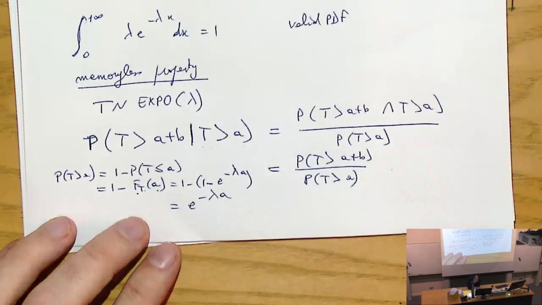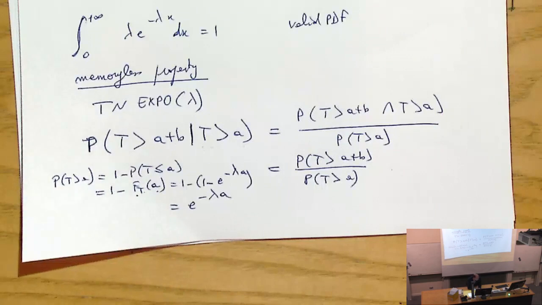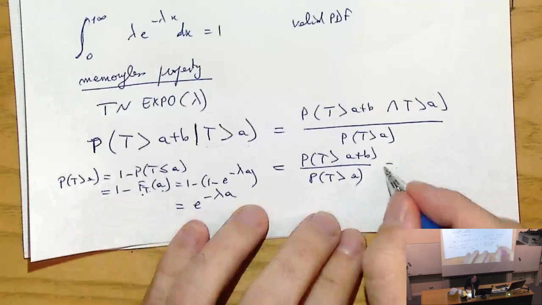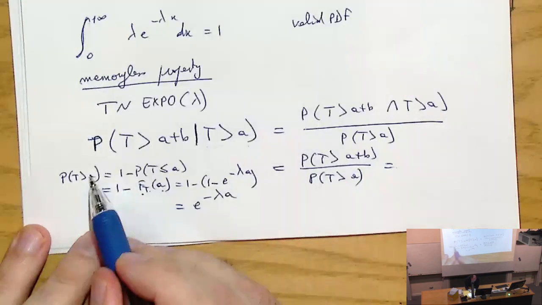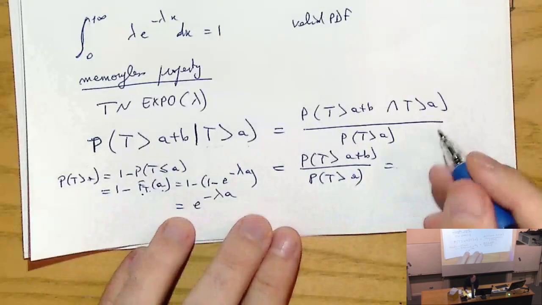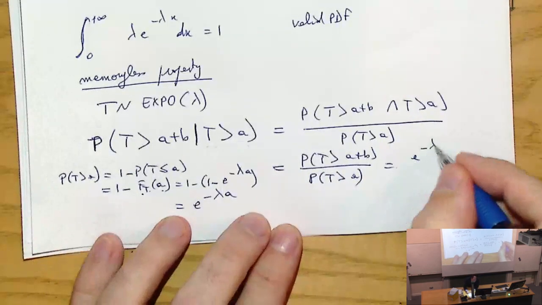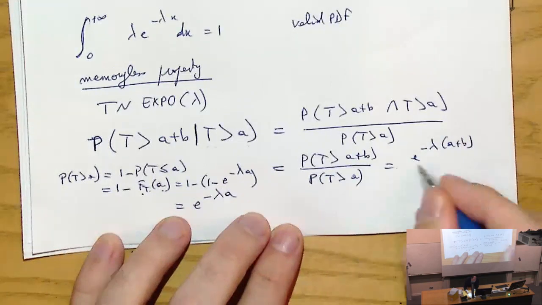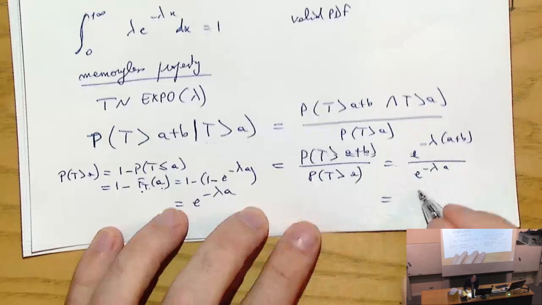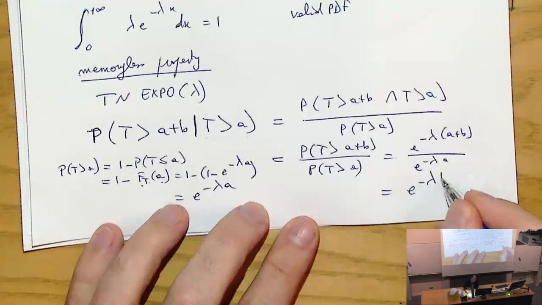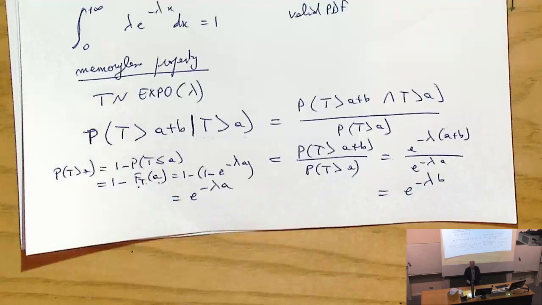Is that clear? Right, so what do we get with this? We plug this into here. P of T larger than a plus b: rather than having a, I have a plus b. So I'm going to have e^(-lambda (a plus b)) divided by e^(-lambda a). And this is the same as e^(-lambda b). Right, so you get here a conditional probability that is not a function of a.